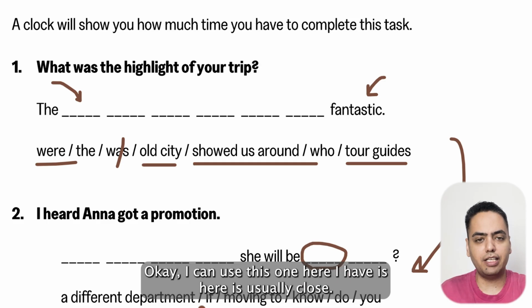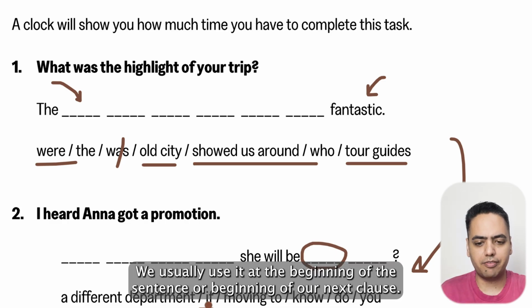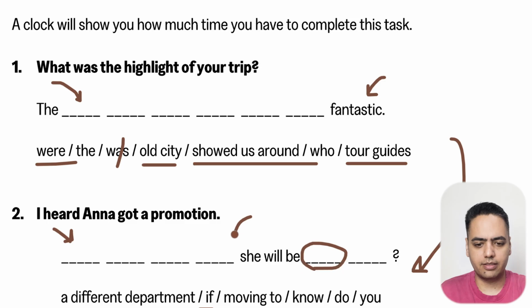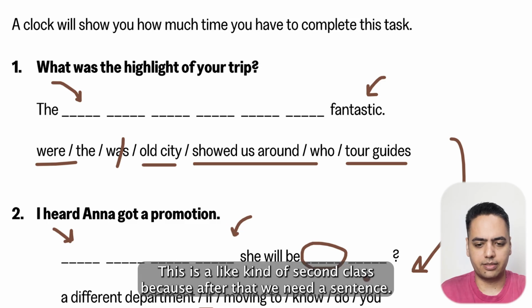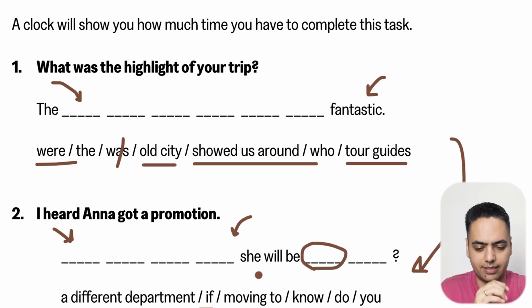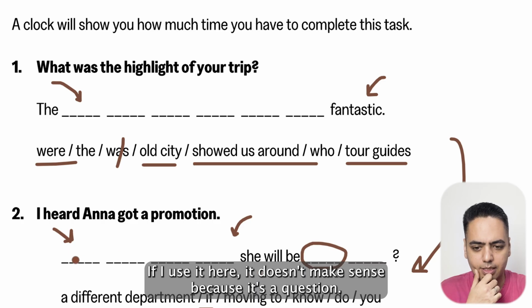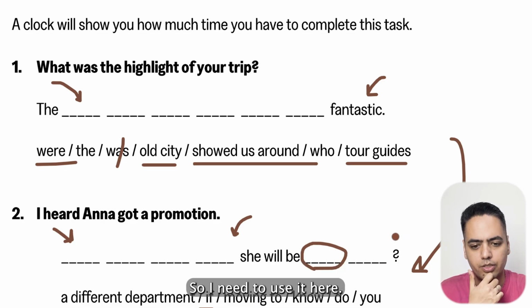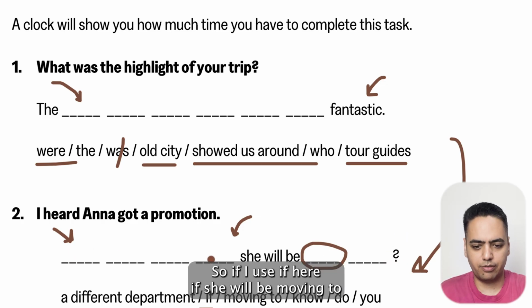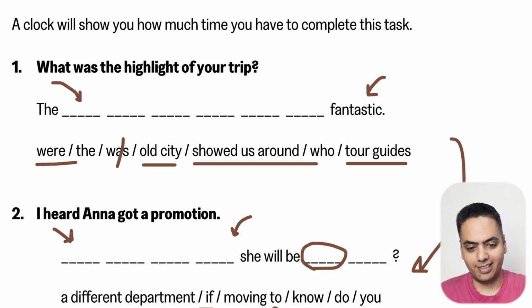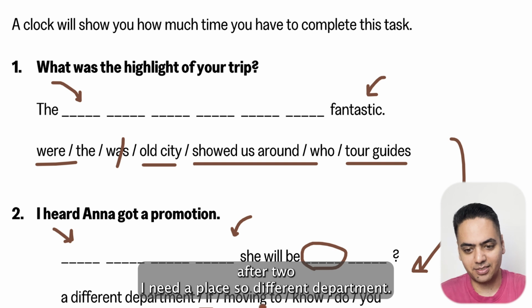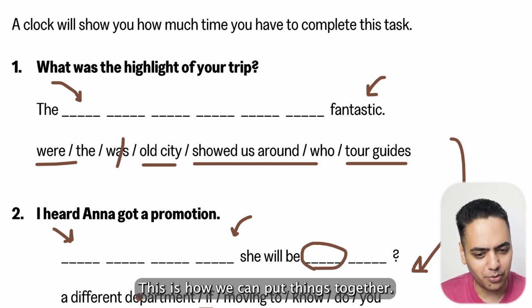I have if here. We usually use if at the beginning of the sentence or the beginning of our next clause. This is kind of our second clause, because after that we need a sentence. If I use it here, it doesn't make sense because it's a question. So I need to use it here. All right, so if she will be moving to, after to, I need a place, so different department. This is how we can put things together.